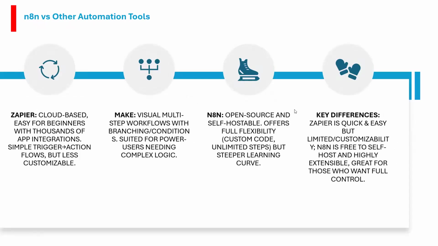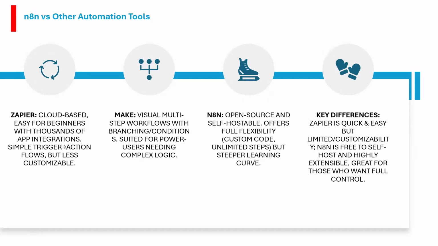Now, n8n is not the only one in the market. We also have other automation tools. I don't know if you've heard about Zapier. Zapier is a cloud-based application, easy for beginners with thousands of app integrations. It's beginner friendly, with simple trigger and action flow, but the only limitation is that it's less customizable.